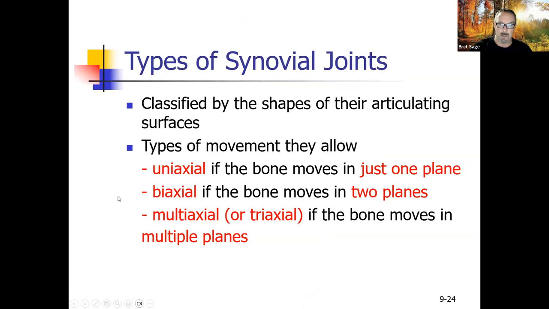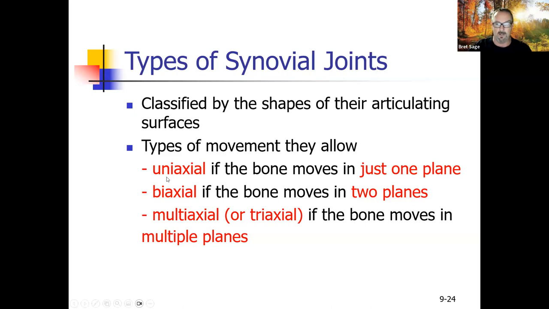They're classified by the shapes of their articulating surfaces. It gets a little bit complicated, so try to keep track of it here. The types of movement they allow is another way to classify synovial joints. So uniaxial, if the bone moves in just one plane. So for example, the elbow moves in just one plane, like a hinge. Think of it, if it's hinge-like, it's uniaxial, or in one axis, in one plane.